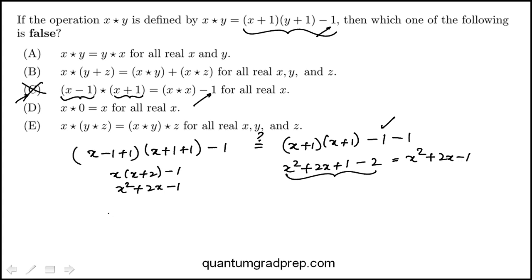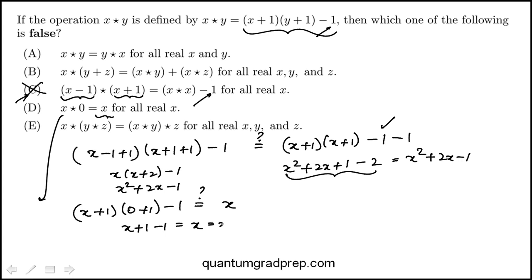D, x star 0. This one looks a little bit easier. So that would be x plus 1, and then y becomes 0. Is that equal to x? We don't have to do any operation on this side. So this is x plus 1 times 1, which is x plus 1 minus 1, which is indeed x. So they are equal. So that's also out.